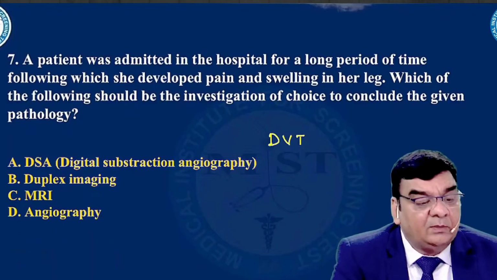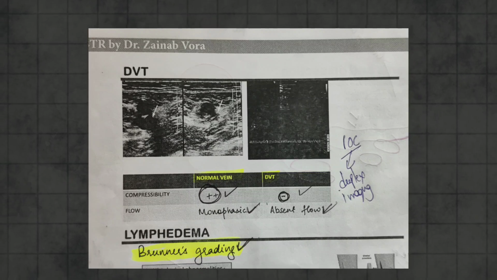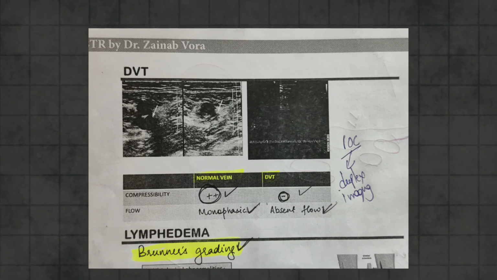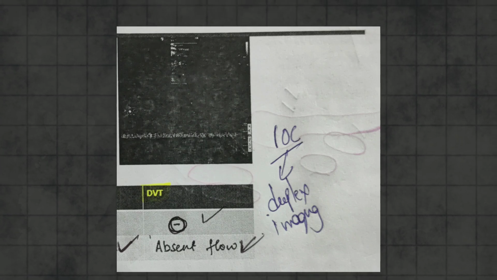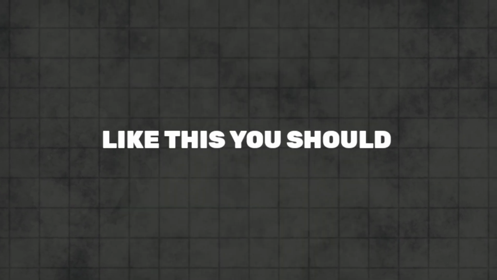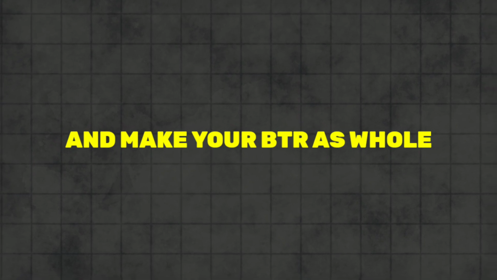Now this one. A patient was admitted in the hospital for a long period of time, following which she developed pain and swelling in her leg. Which of the following should be the investigation of choice to conclude the given pathology? Duplex imaging. So this topic was there in the BTR, but in the surgery section I didn't find the investigation of choice. So while doing MCQ, PYQ or GT, I added this point and it came in the exam. Like this you should add points that are missing in the notes and make your BTR whole.